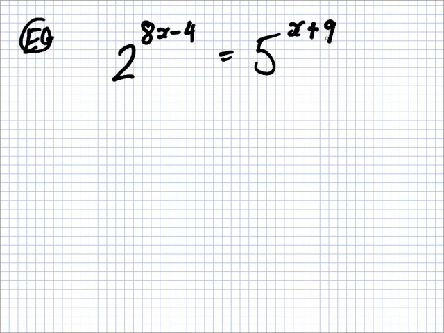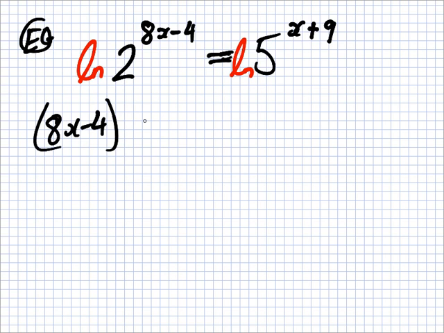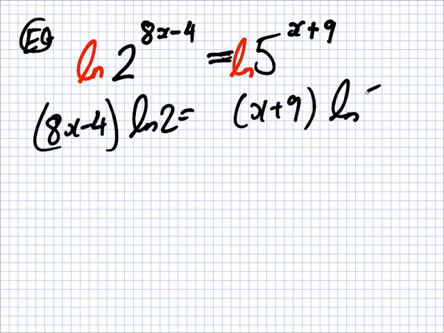So this one here, again, we have to use logs by putting log on both sides here. We can bring the power down. So we have (8x minus 4) log 2 equals (x plus 9) log 5. Yeah? It is.